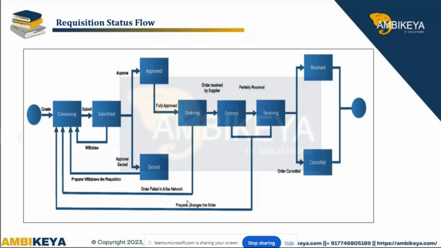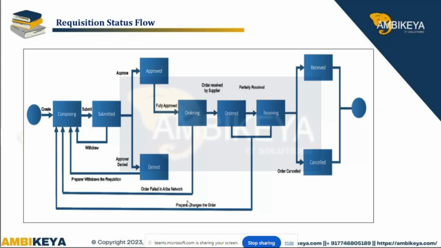Okay. And whenever you create a purchase requisition, as soon as you enter the create purchase requisition screen, the purchase requisition number will be generated automatically. If you come out, or if you save it, the status will become composing. Even during creation of the purchase requisition, the status will be composing. Once you submit it, its status will become submitted.